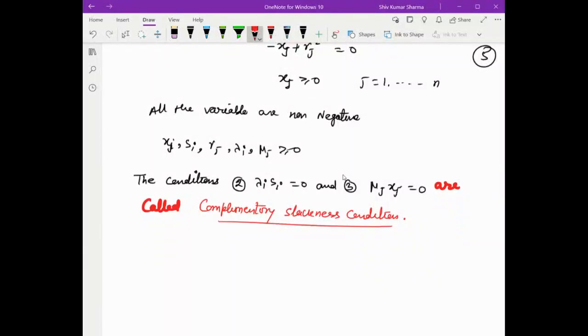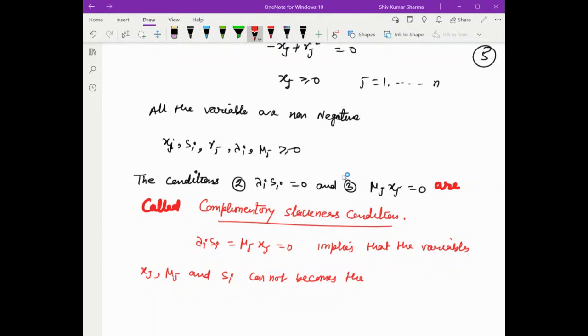So lambda i si equal to 0 and mu j xj equal to 0 implies that the variables xj, mu j and si cannot become basic variables simultaneously.